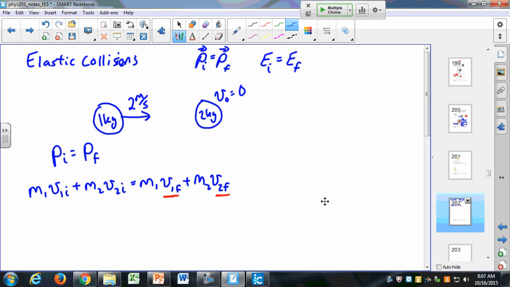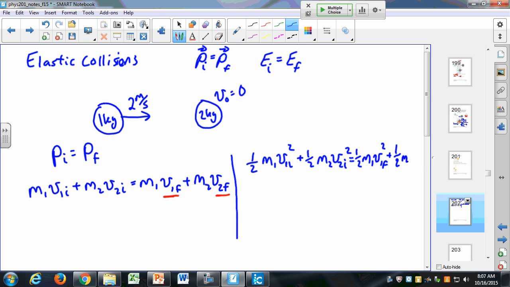But because I know that this is also an elastic collision where energy is conserved, I can write a similar equation saying that 1/2 m1 v1 initial squared plus the other terms equals the final terms. I know that the initial energy equals the final energy.